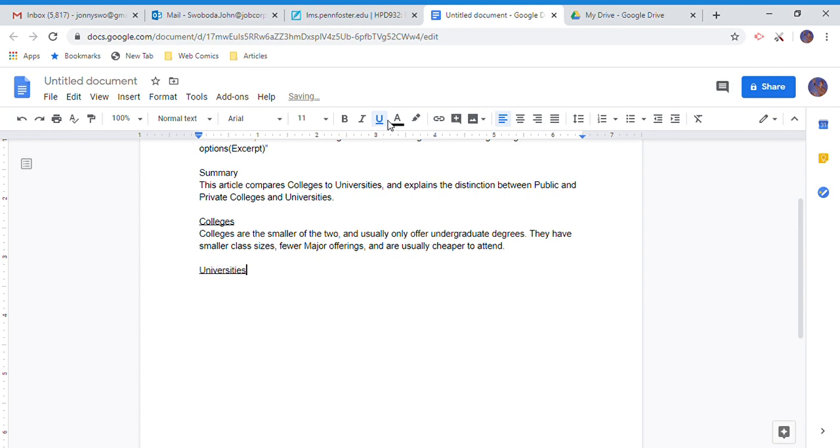Universities. Let's see. Universities are the larger of the two, and usually offer undergraduate and postgraduate degrees. Do you want that to be one word? You do want that to be one word.